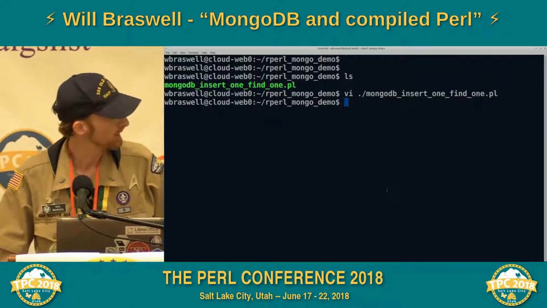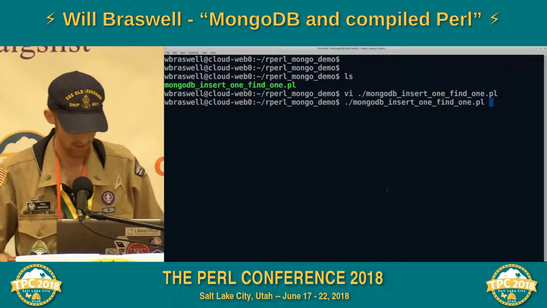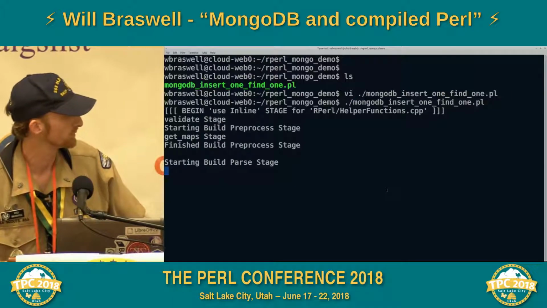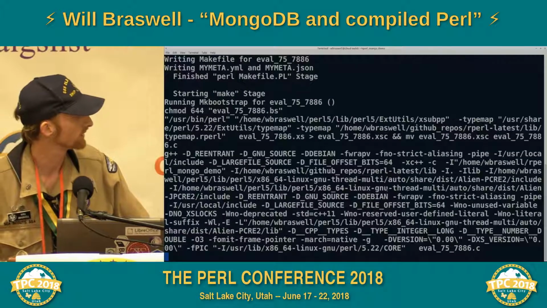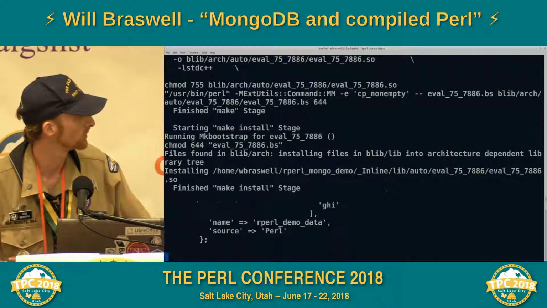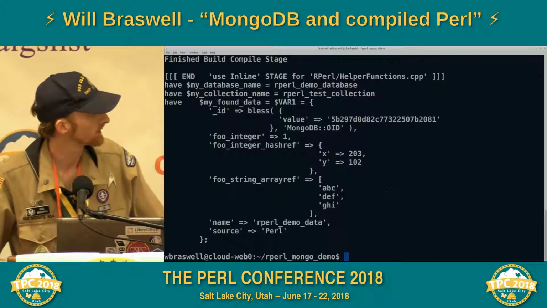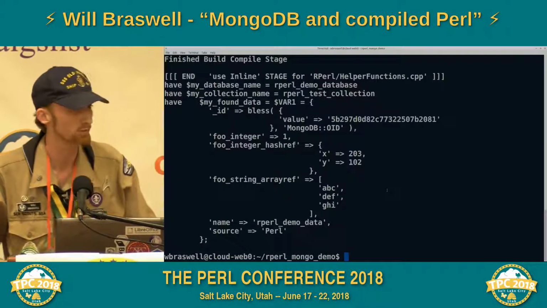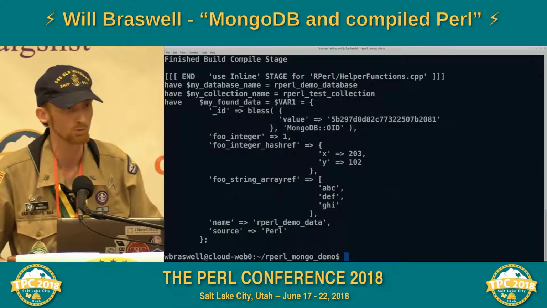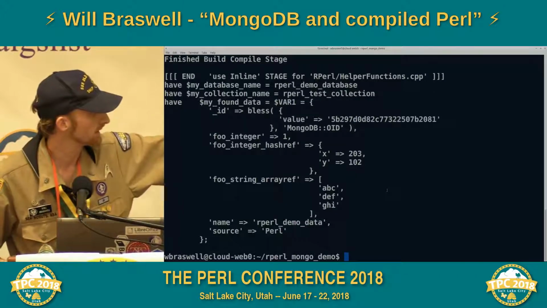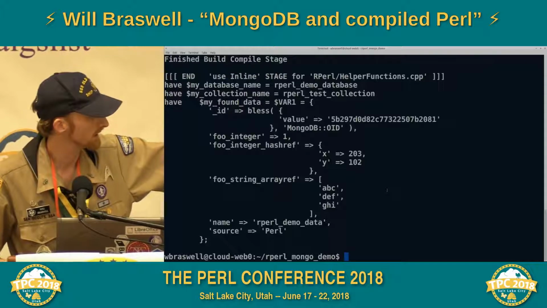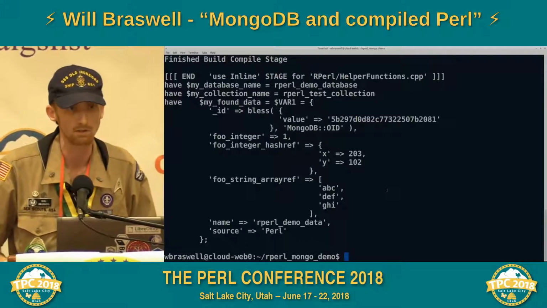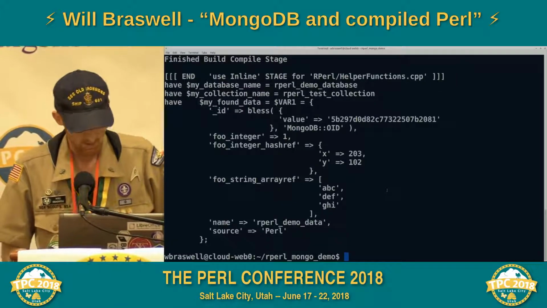Okay, let's go ahead and run this. You'll notice the first time it runs, it's going to do this bootstrapping process where it has to compile its own helper functions, and then it runs. And that's running at the normal speed of normal interpreted Perl. And you can see there's our little data, the ABCDEF, and the demo data that I inserted into the Mongo database.